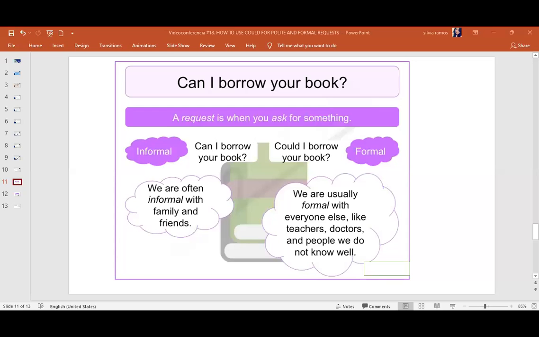Here I have the most important reference, right? It says, can I borrow your book? Right? It's a request. It's when you ask for something. Marina, can you please read that? A request is when you ask for something. Repite esa oración, Marina. A request is when you ask for something. Very nice. Thank you, Marina.